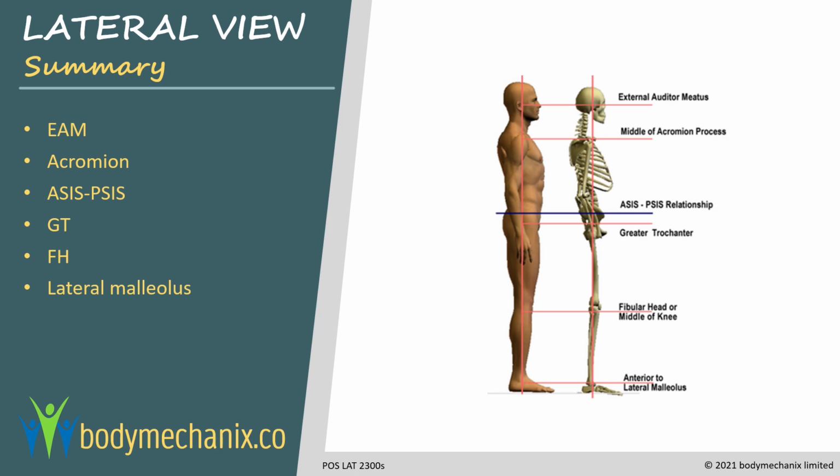Here's a quick summary of what we've learned. We're looking mainly at landmarks that are or should be on the plumb line, starting with the external auditory meatus. Middle of acromion process, we check for the ASIS PSIS relationships and check the greater trochanter, the head of the fibula or the middle of the knee respectively, and the lateral malleolus, and we ensure that we position the client, as we said at the beginning, so that the plumb line is anterior to the lateral malleolus.